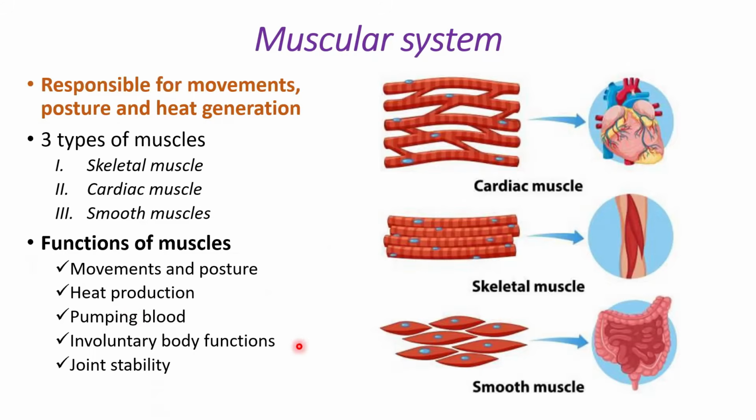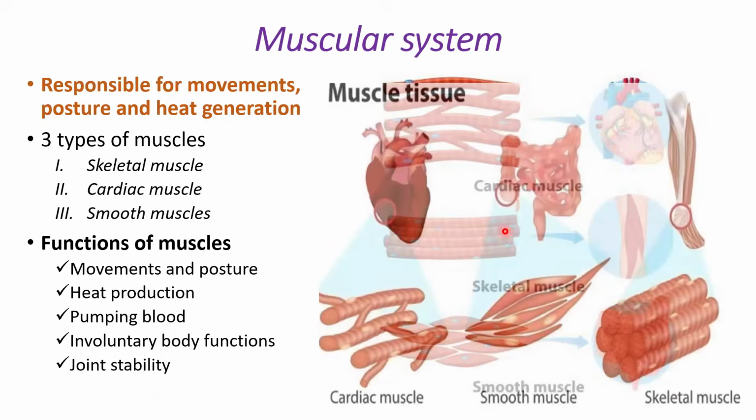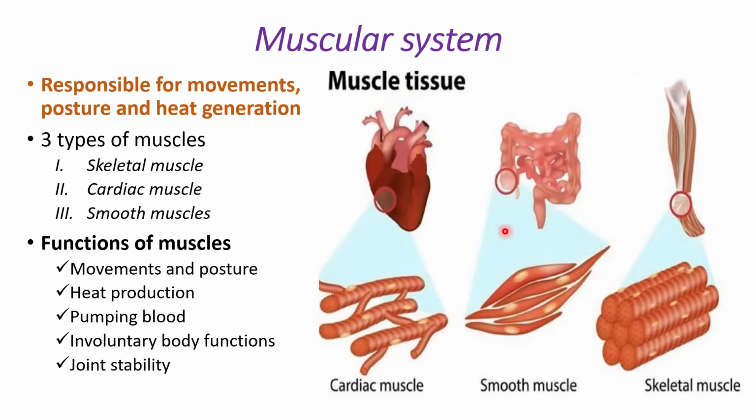Involuntary body functions such as defecation, such as peristalsis, that's a function of smooth muscles in visceral organs. And then joint stability, that's a function of skeletal muscles. So that's a brief overview of the muscular system.